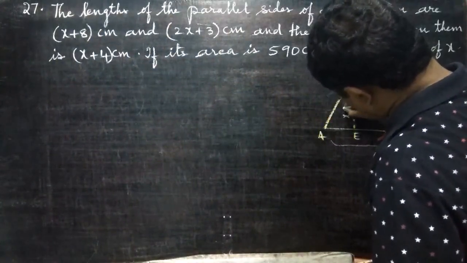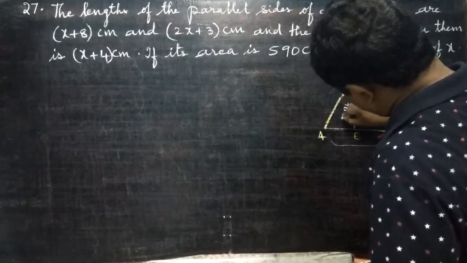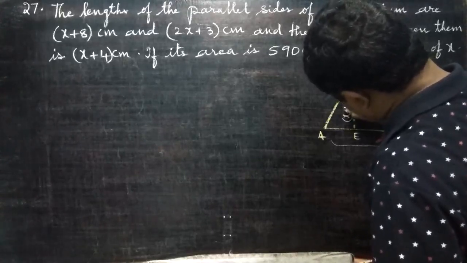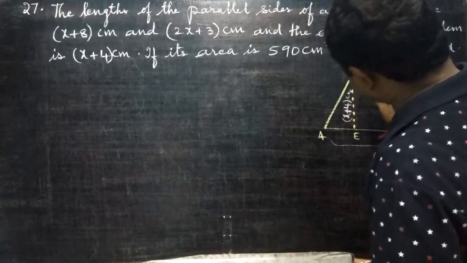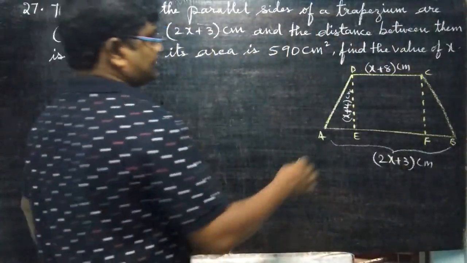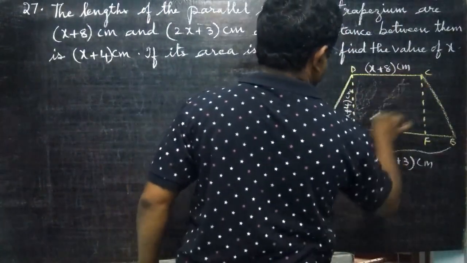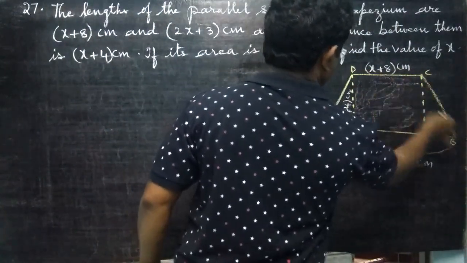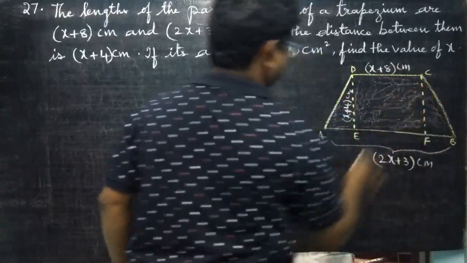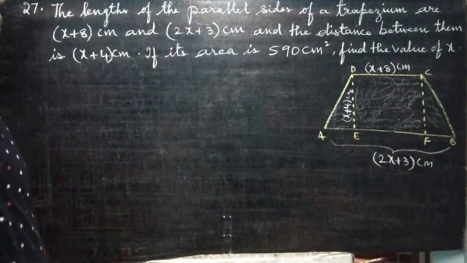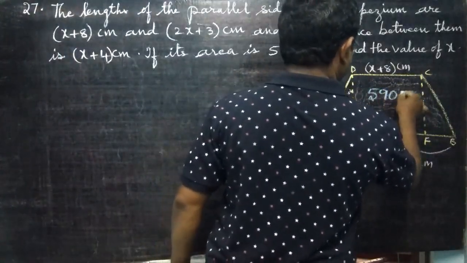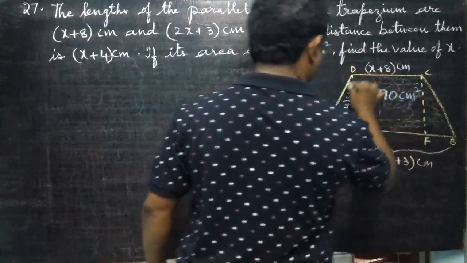X plus 4 centimeters. Write clearly, x plus 4 centimeters. And they have given its area. This is the area. Can you see? This is the area of the trapezium. How much they gave, you know? 590 centimeters square.